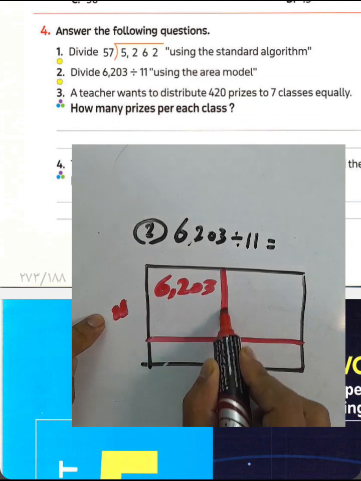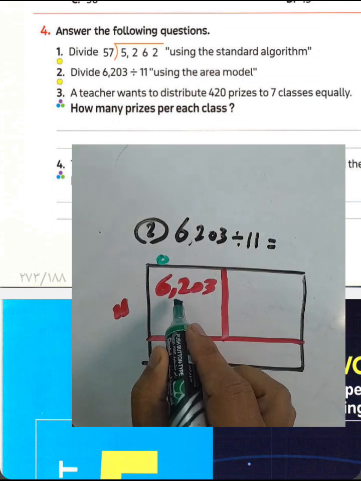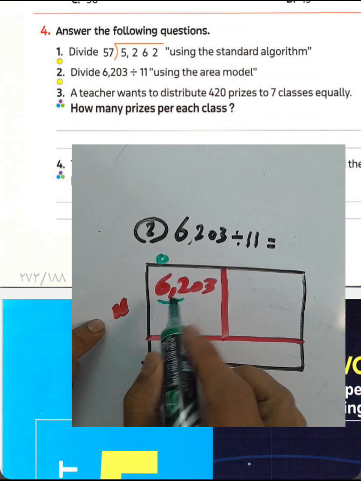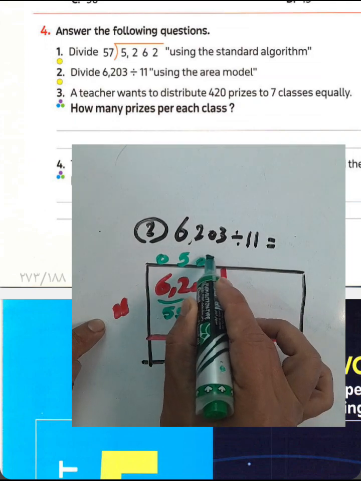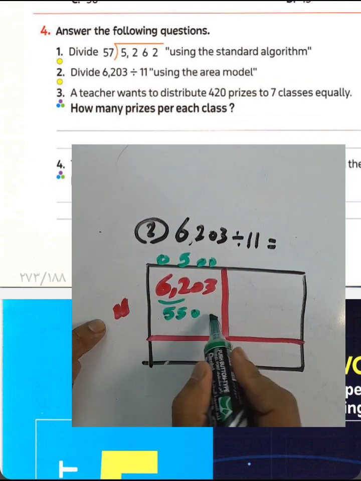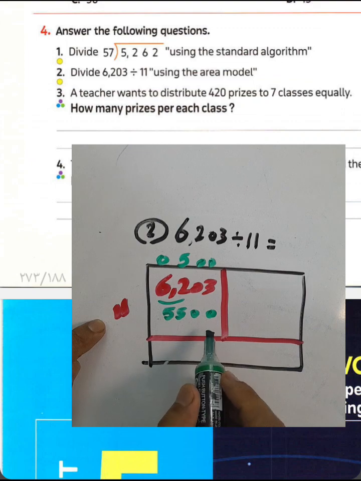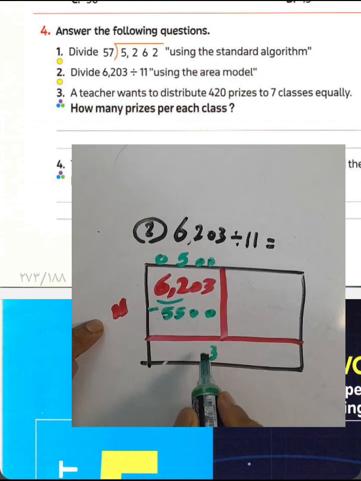And then divide, starting from the left-hand side. 6 divided by 11 we can't do, so 0, and 62 divided by 11 equals 5 because 5 times 11 equals 55, and then write double 0 behind it. 0 times 11 equals 0, 0 times 11 equals 0, and then you can find the difference between the two numbers here. 3 minus 0 equals 3, 0 minus 0 equals 0.